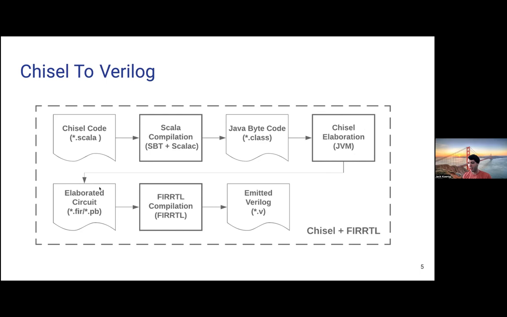That is then fed to the Fertile compiler, which will take that and lower it down to Verilog. Now, often this Fertile compilation step can be included in the Chisel elaboration step. They can be separated, but I think often they're combined. This is the pipeline of how you go from your Chisel code to Verilog.